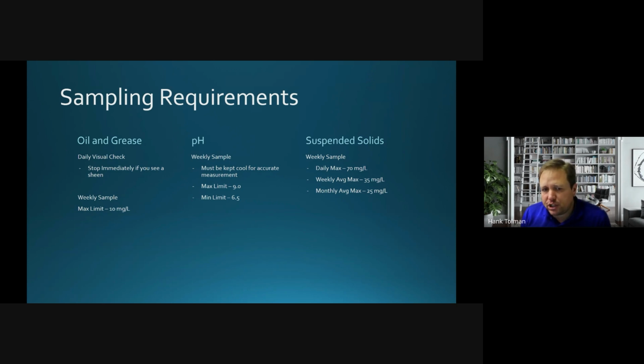The minimum pH that is allowed is 6.5, maximum is 9. If we're outside of those limits, then we have to do something to make sure that we are treating that water, make sure that the pH is within the right level.